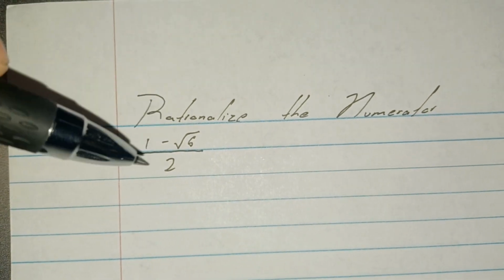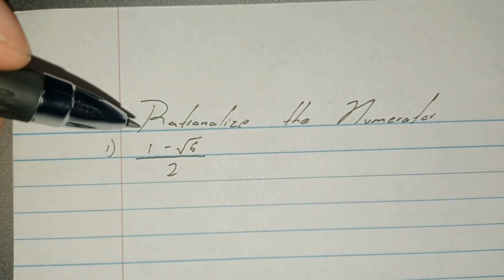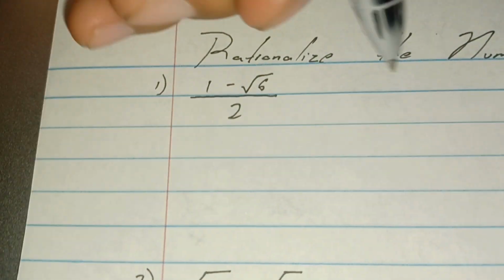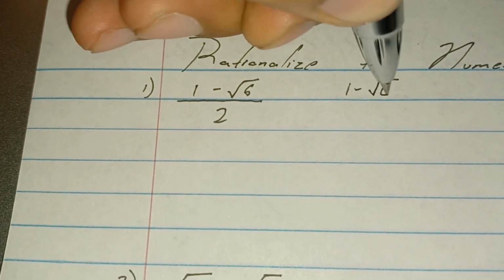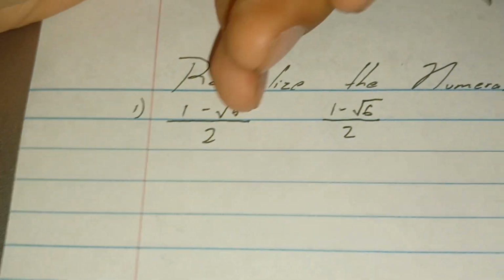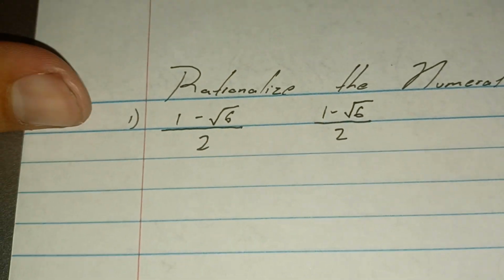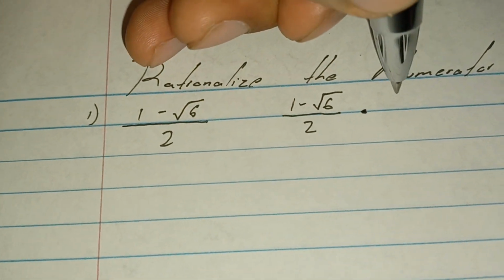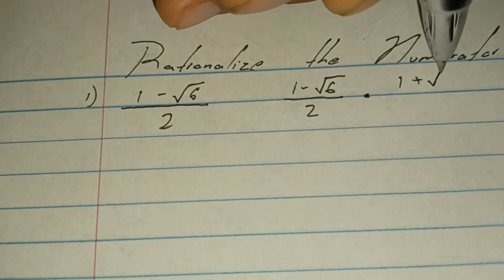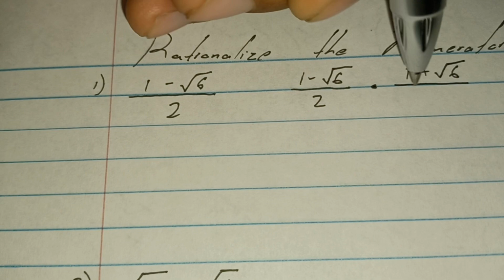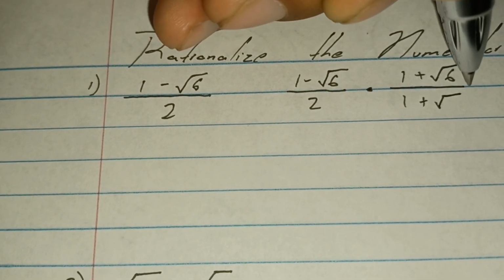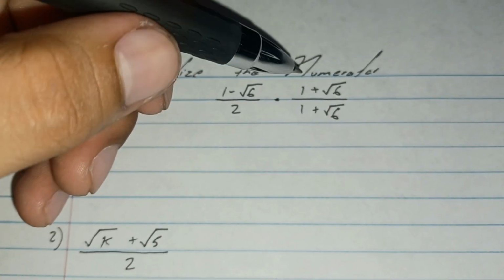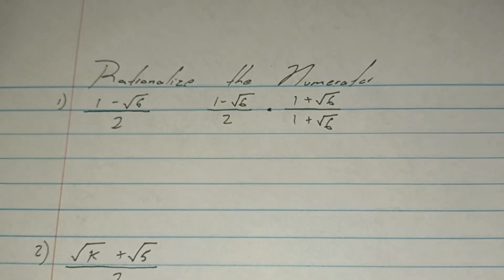1 minus the square root of 6 divided by 2. So in order to do this one, let's go ahead and rewrite it. So 1 minus the square root of 6 divided by 2. Let's go ahead and multiply by its conjugate. So what's its conjugate? Its conjugate is 1 plus the square root of 6 divided by 1 plus the square root of 6. So we're going to have to multiply by its conjugate for the numerator and the denominator.